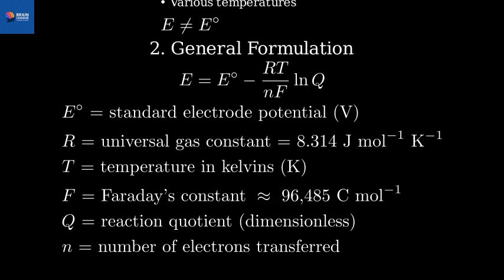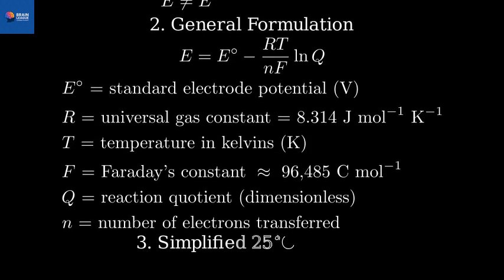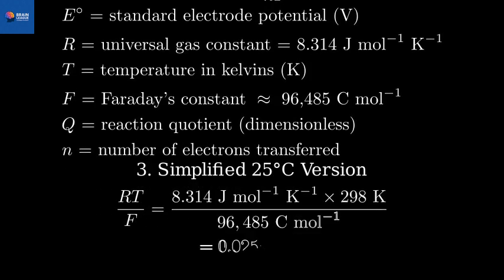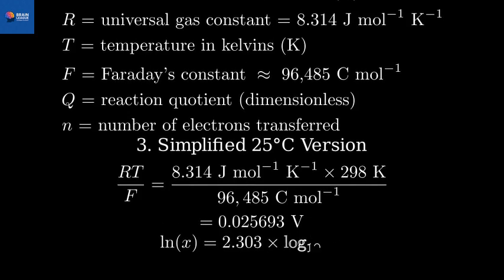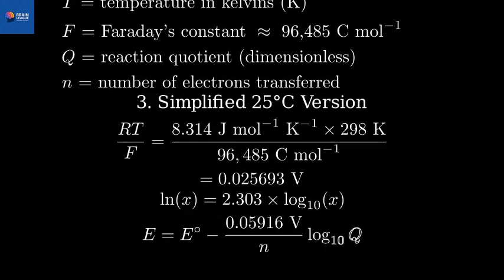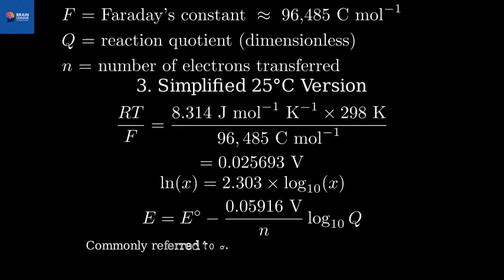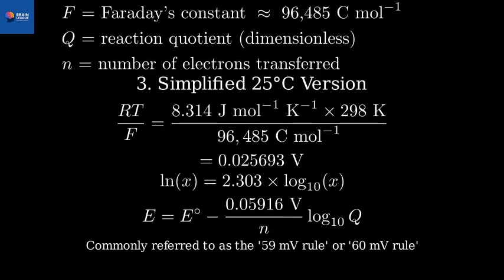To make calculations easier, we often use a simplified version of the Nernst equation that applies at 25 degrees Celsius, which is 298 Kelvin. At this temperature, RT divided by F equals 0.025693 volts. We can also convert the natural logarithm to base 10 logarithm, giving us E equals E0 minus 0.05916 volts divided by n times the log base 10 of Q. This simplified equation makes calculations much more manageable for common laboratory conditions.